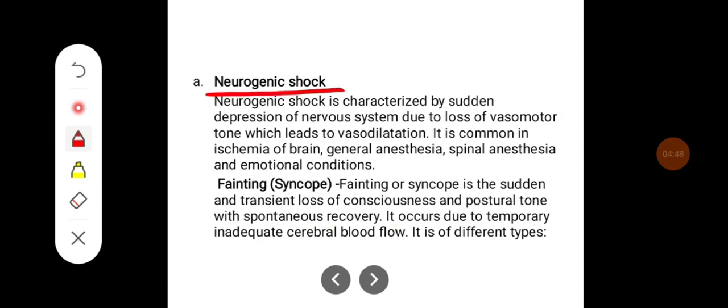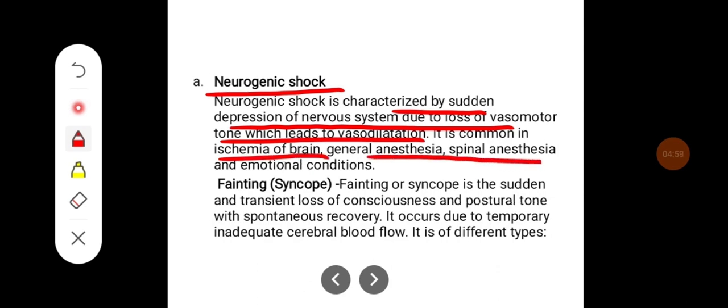Neurogenic shock. Neurogenic shock is characterized by sudden depression of the nervous system due to the loss of vasomotor tone, which leads to vasodilatation. It is common in ischemia of brain, general anesthesia, spinal anesthesia, and emotional conditions.